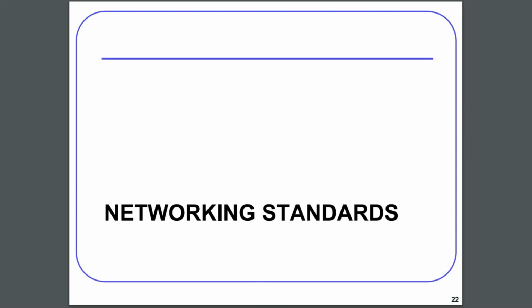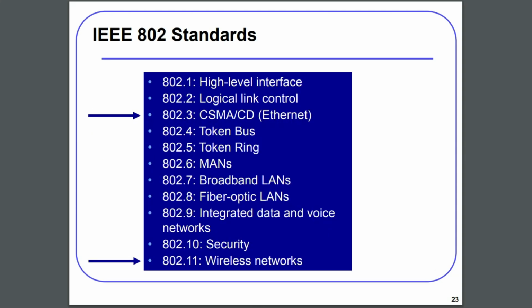In this slide we can see the networking standards. The IEEE 802 standards are: 802.1 high level interface, 802.2 logical link control, 802.3 CSMA/CD Ethernet, 802.4 token bus, 802.5 token ring, 802.6 MANs, 802.7 broadband LANs, 802.8 fiber optic LANs, 802.9 integrated data and voice networks, 802.10 security, and 802.11 wireless networks.